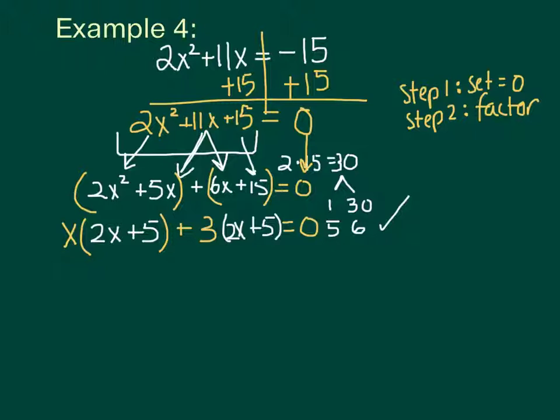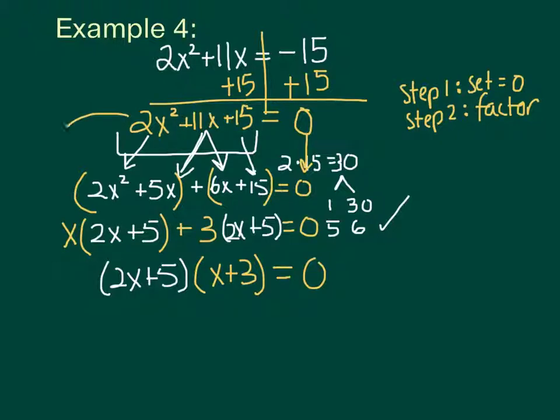And now I'm in luck. I have 2x plus 5 and 2x plus 5, so I know I've done it right. So I've got one set of parentheses with the 2x plus 5, and then my other set of parentheses is the x plus 3. And that still equals 0. Every single step, it still equals 0. I'm just rewriting the left in a different form.